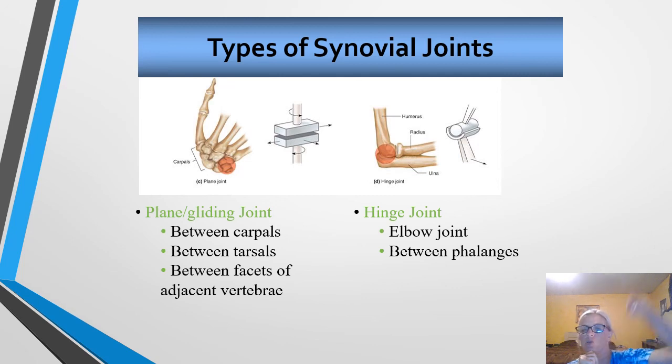Then we have hinge joints like our elbow. All right, and it basically works like a hinge. And I really like these little pictures here. If you look at these closely, to me, they really kind of illustrate how these work together. This one rolls in there, okay? Hinge joints are between the different phalanges.